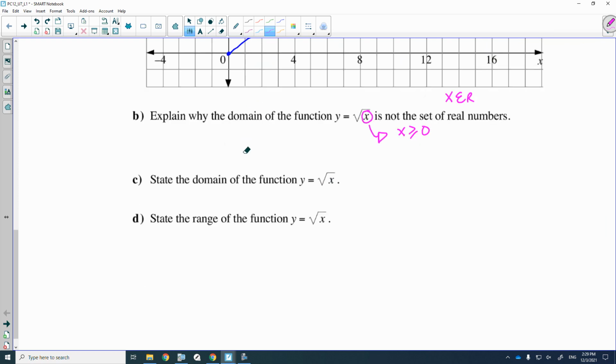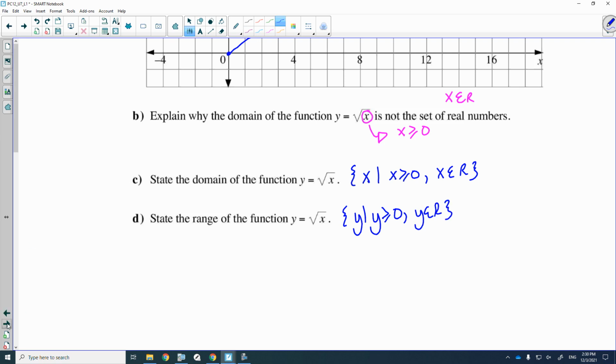State the domain of the function that I just graphed. So in set builder notation, the domain of the radical function is x such that x must be greater than or equal to 0, x belongs to the element of the reals. The range of the radical function from looking at the graph would be y such that y is greater than or equal to 0, y belongs to the reals.